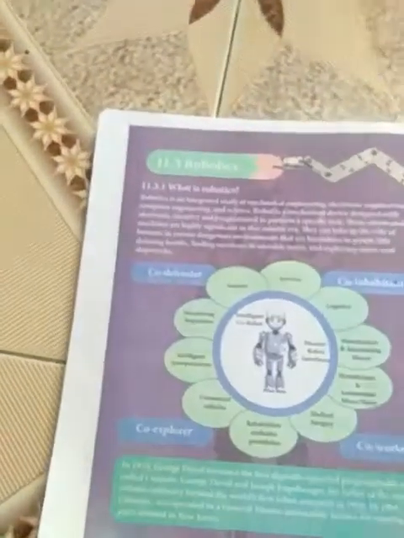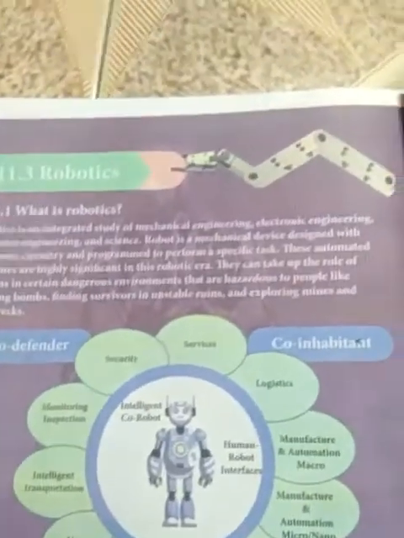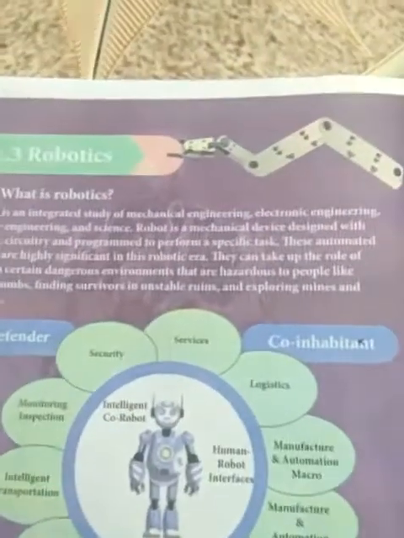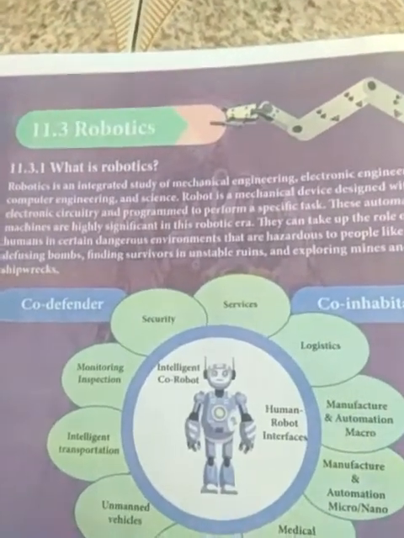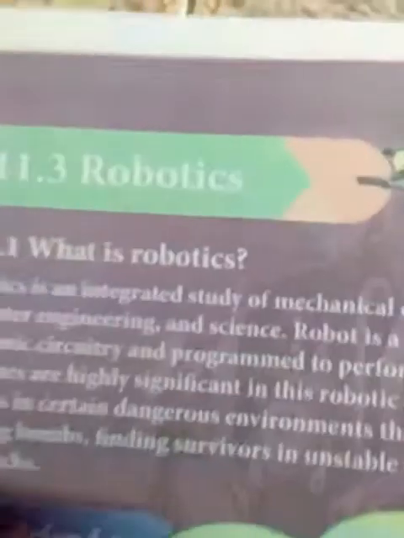So next you see robotics. This is a very important one. Robotics is very important. It is coming in the exam for 5 marks or 2 or 3 marks. So what is robotics, its materials, and advantages or disadvantages, all this is coming. So you see the robotics.